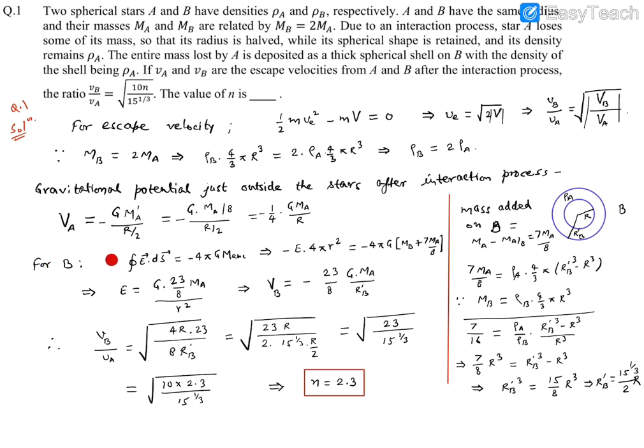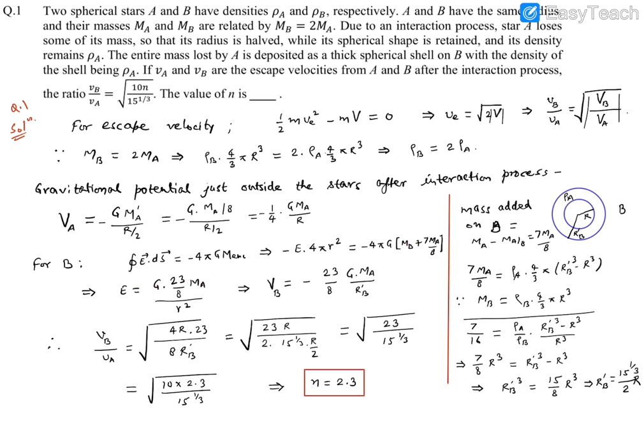Now, to find the potential just outside star B, first we need to find the field outside at any point, because potential is the work done by an external agency to bring a unit mass from infinity to the point outside. So we require the field outside the sphere. Using Gauss law, E dot dS equals minus 4 pi G times the mass enclosed, so minus E into 4 pi r squared, using a spherical Gaussian surface outside, and the total mass enclosed will be mB plus 7 mA by 8. Now from here we can find this E expression.